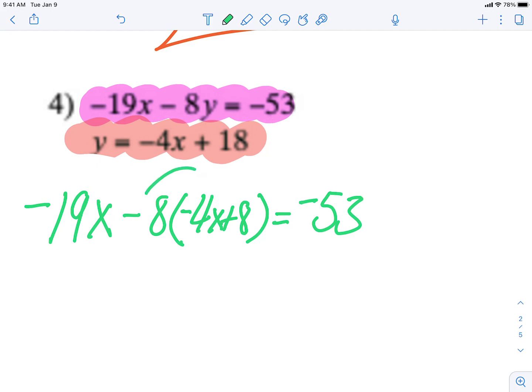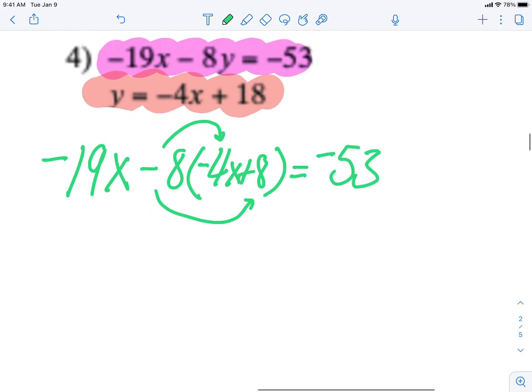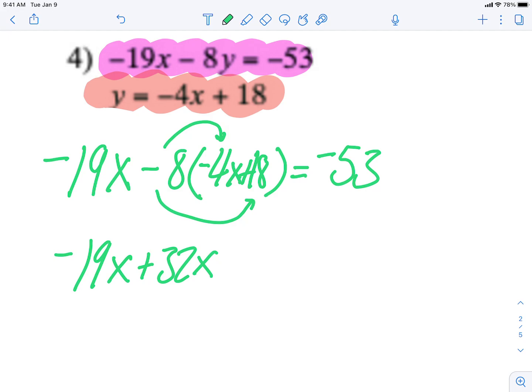And now I must distribute negative 8 here. Negative 8 times negative 4, negative 8 times 18. So I'm left with negative 19x. Negative 8 times negative 4 is a positive 32x. Negative 8 times 18, excuse me, negative 8 times positive 18 is negative 144. Let's see, 8 times 8 is 64, yes, is equal to negative 53.